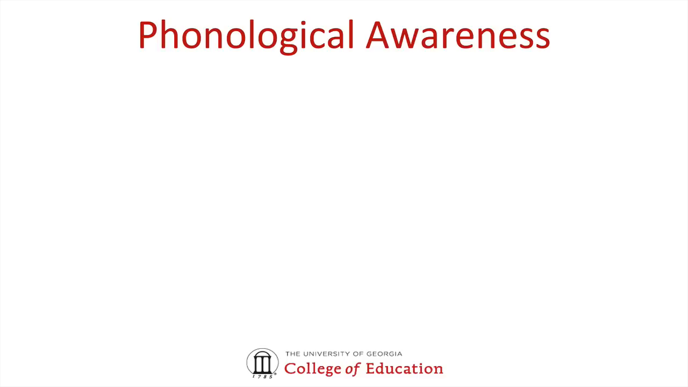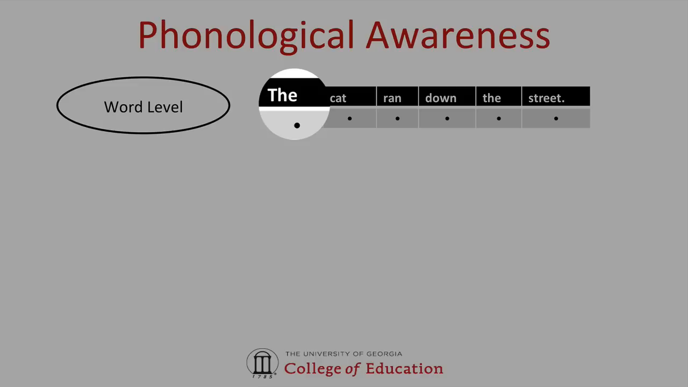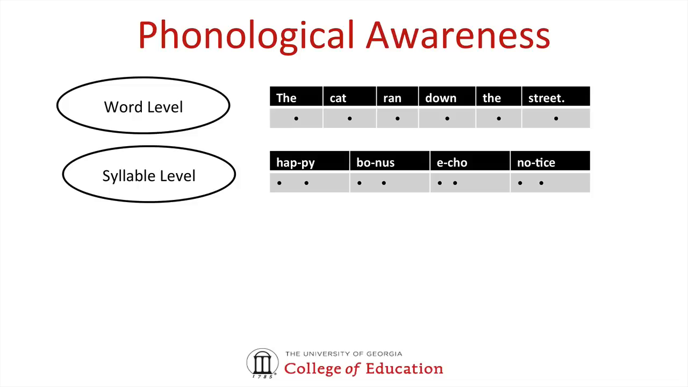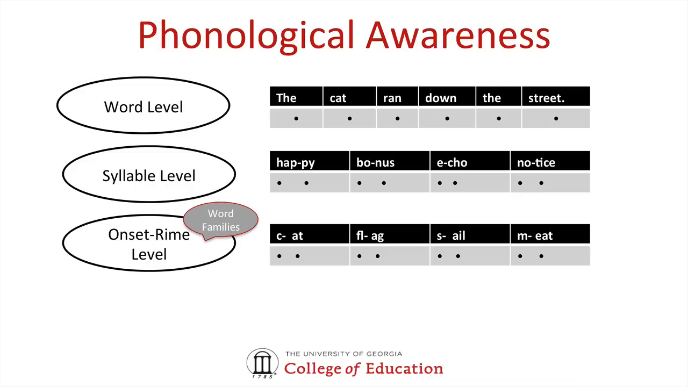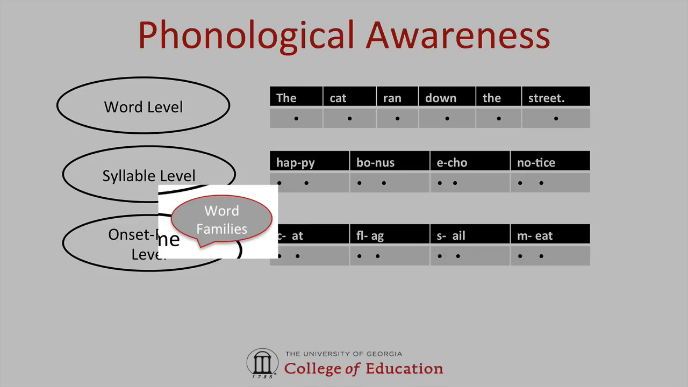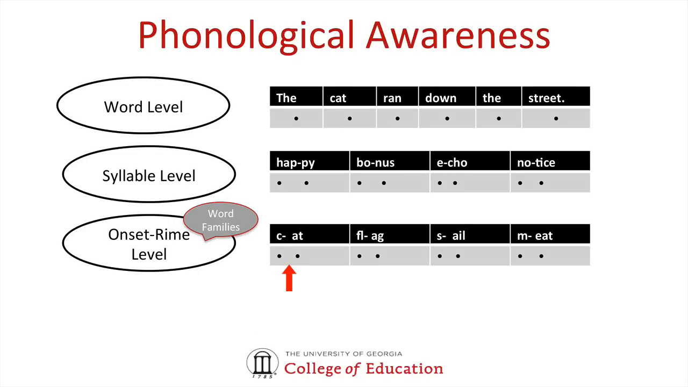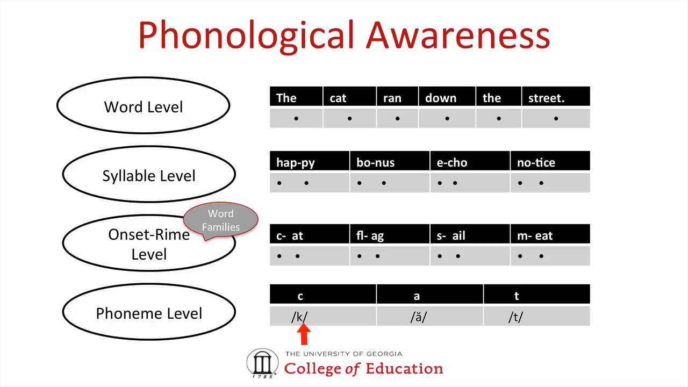Phonological awareness is the ability to detect and manipulate sounds at different levels of sound structure. At the word level: the cat ran down the street. At the syllable level: happy, bonus, echo, notice. At the onset-rime level, think word families: at, ull, ag, ale, eat. And at the phoneme level: k, a, t.